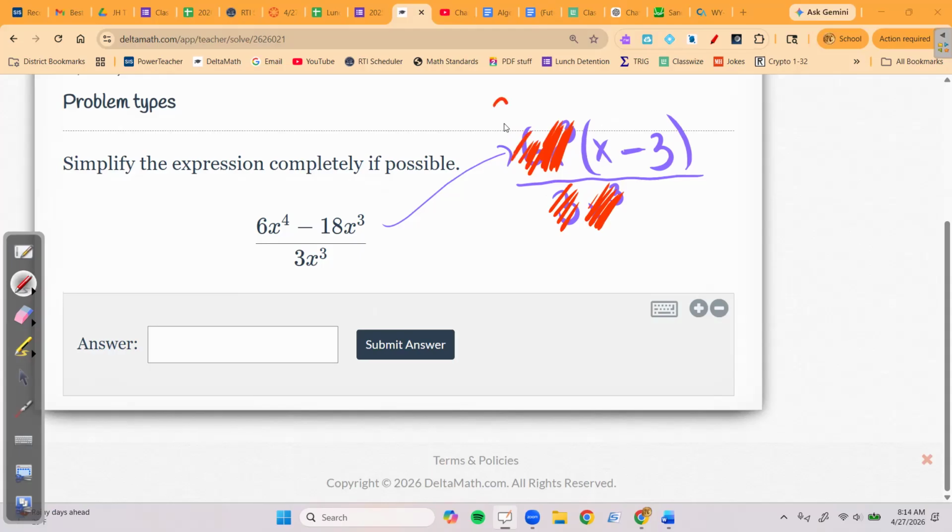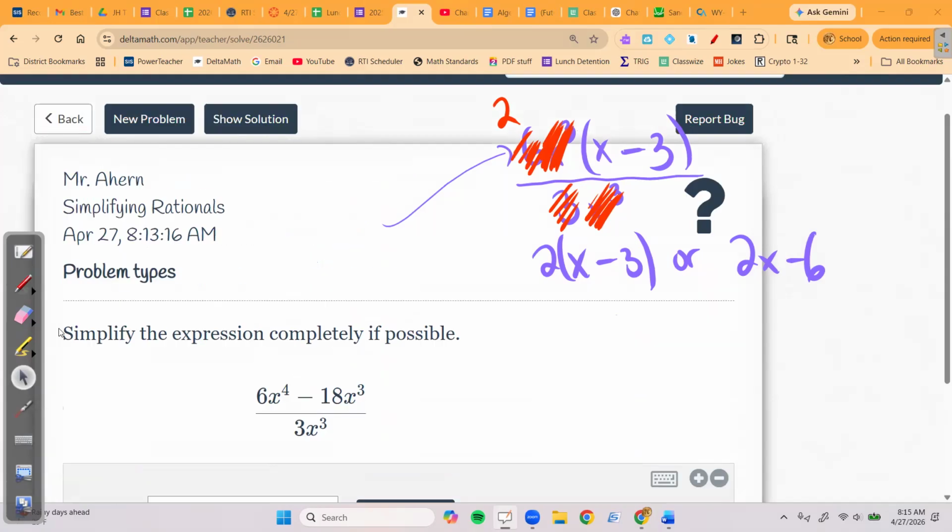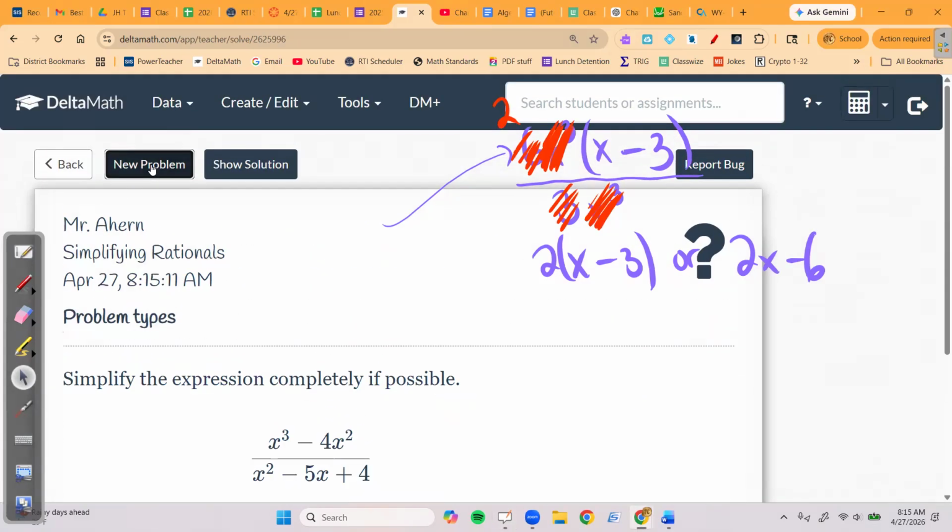A 2. So your final answer, you could type in either of these answers, is you could leave it as 2 times x minus 3. That's just fine. Or you could type it in as 2x minus 6, right? Those would both be fine because it's simplified. That's the goal here. Just simplify, simplify, simplify. Let me see if I see anything else.